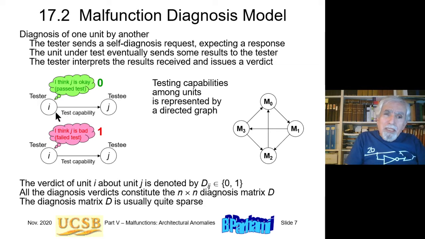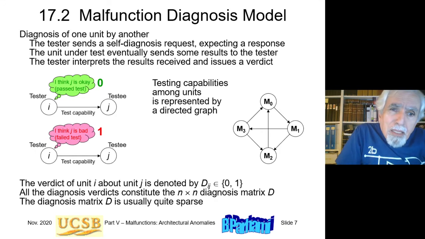Okay, so a tester unit I can test a unit J, and there are two possible outcomes, 0 or 1. The outcome 0, so remember, as I mentioned, unit I can send a seed to unit J. Unit J does a self-diagnosis, and then it returns the result to unit I. So this directed arrow does not show the return. It simply says that I test J. But I testing J involves sending a seed and receiving a result.